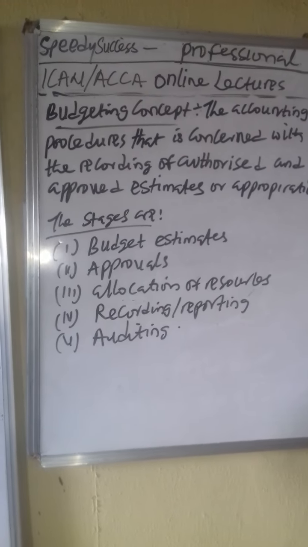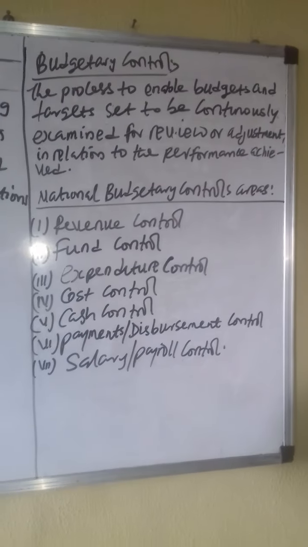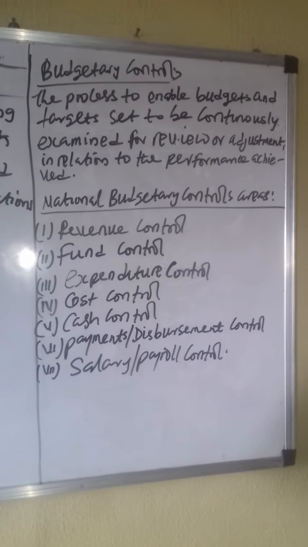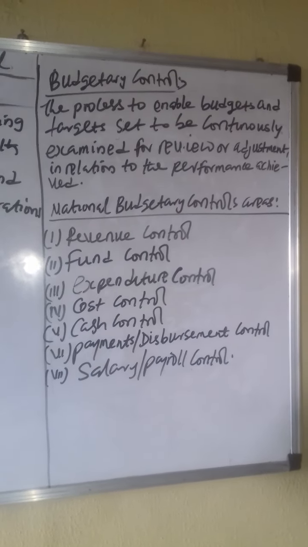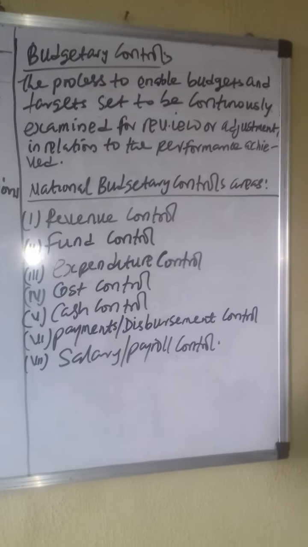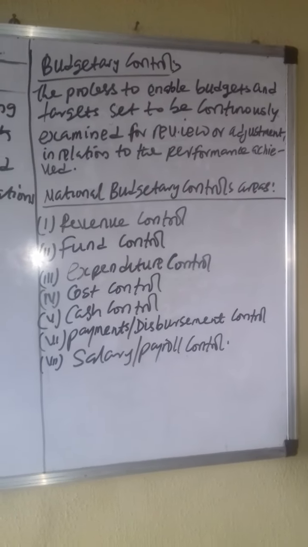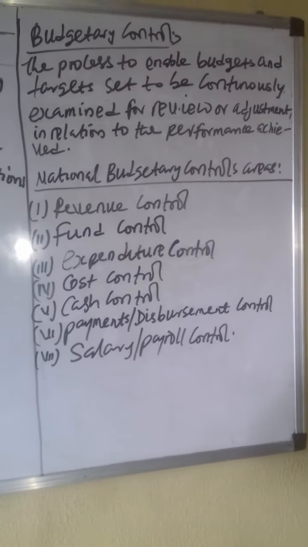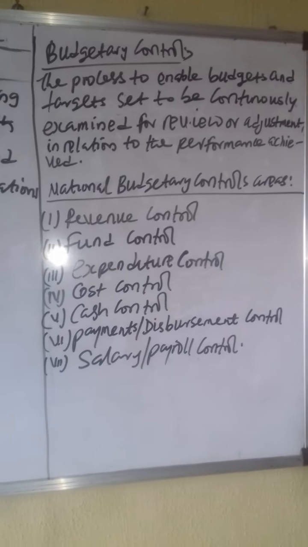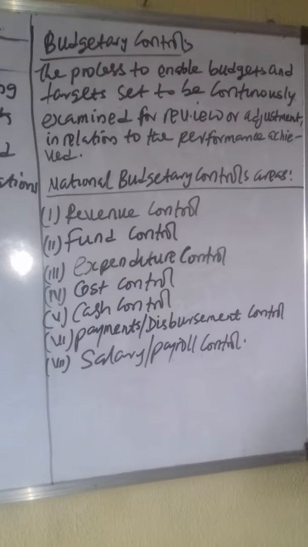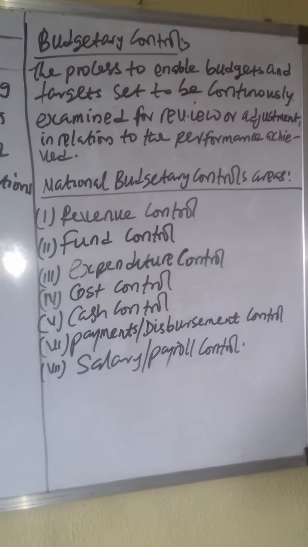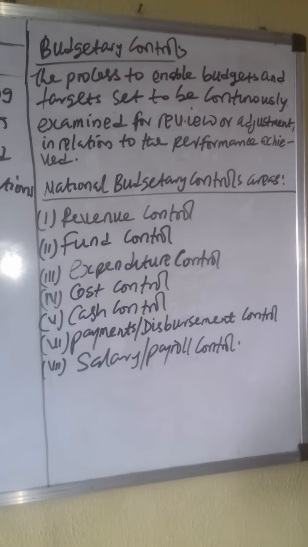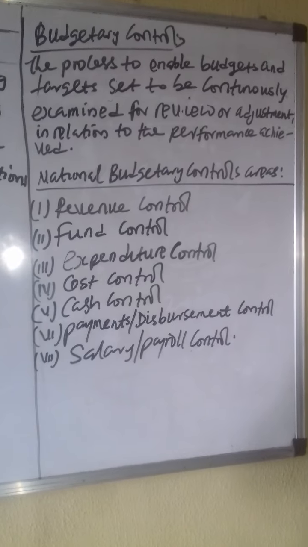Let's go to budgetary control. Budgetary control we can simply define to be the process to enable budgets and targets set to be continuously examined for review or adjustments in relation to the performance achieved. Now, when you say control, you are saying whatever has been approved should be maintained and implemented in that understanding. But most times in real life, actual results tend to go against what is targeted or budgeted.